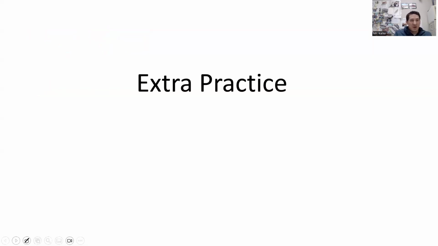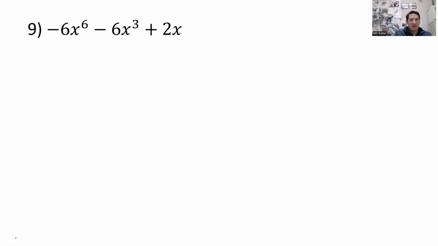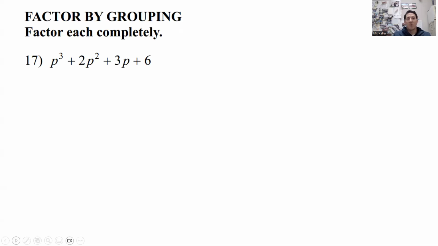Now we are going to skip ahead, because here we go: factor by grouping. What we're going to do is factor these polynomials. We're going to split it down into two smaller quantities that multiply together. We're going to use that GCF here.